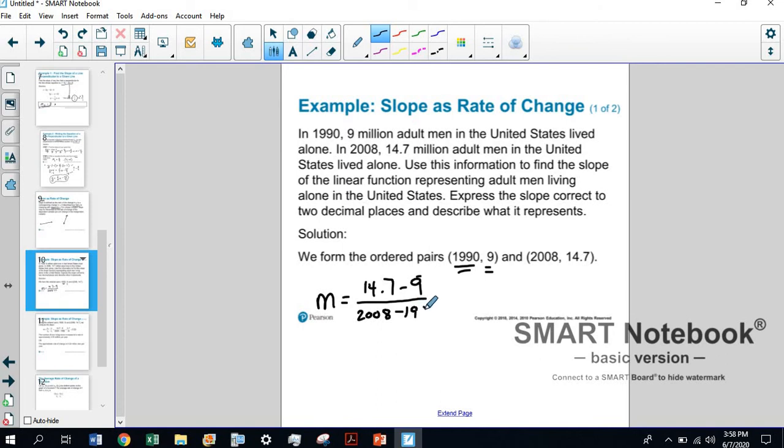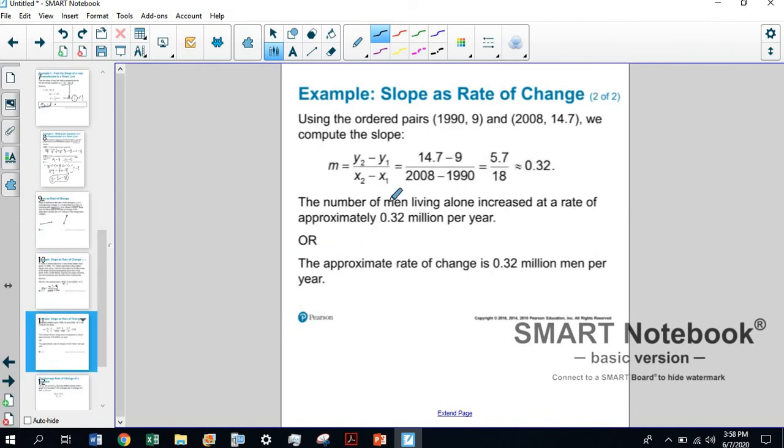Right, that was 18 years, and that was 14.7 minus 9. Okay, I've got it worked out neater here on the next page. So if you plug those in, you get 5.7 over 18, and that's approximately, this is rounded off, 0.32. Now what does that mean?